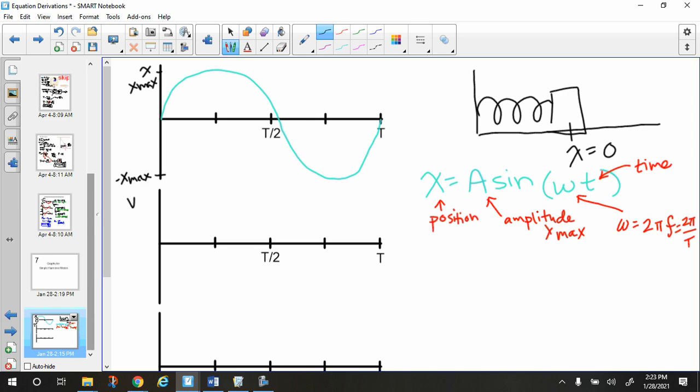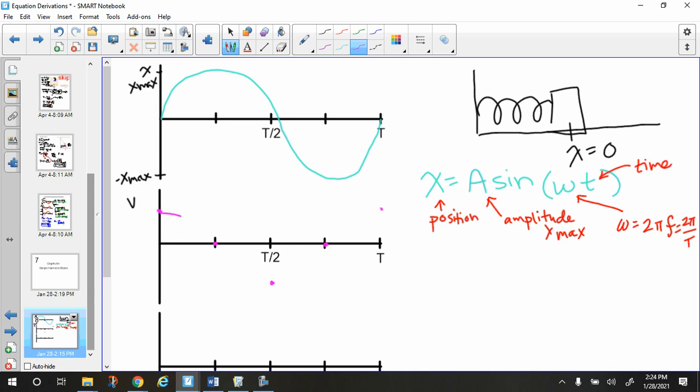So here's the velocity versus time graph. And for this one, we can use the slope of the position versus time graph to get the velocity graph. So this is a positive slope, so we're going to start with a positive velocity. Here we have a 0 slope, so we're at 0 velocity. Here we have a negative slope, so we're at negative velocity. 0 slope again here, so 0 velocity, and then positive slope. So back to positive velocity.